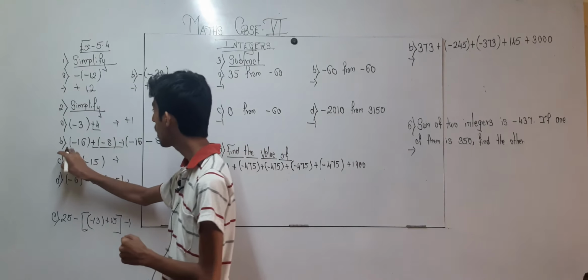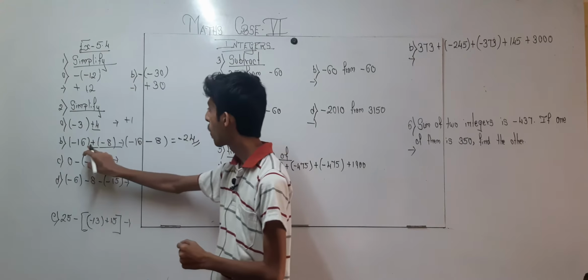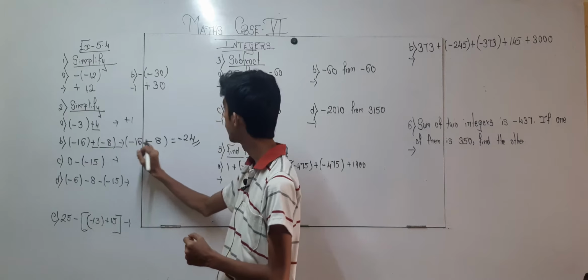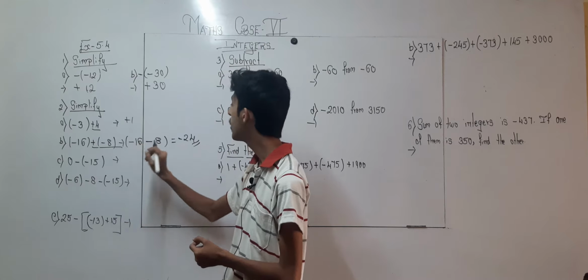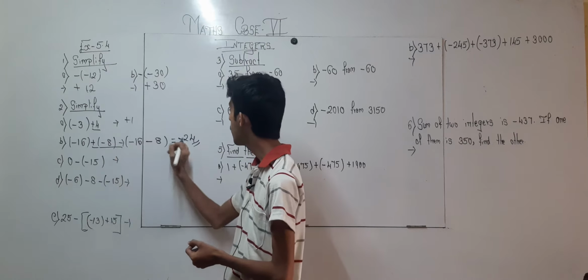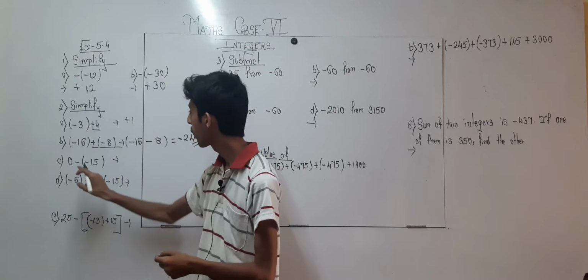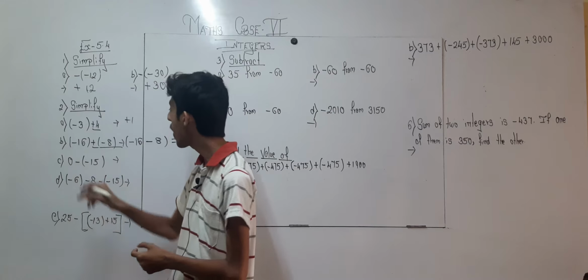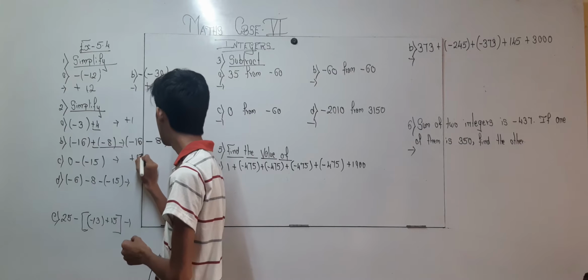See over here, minus 16 plus of minus 8, plus minus minus, and the sign will be minus. Minus of minus will give me plus, and the sign will be minus. Now moving on to the third question, 0 minus of minus 15. Now minus of minus will give me plus 15.